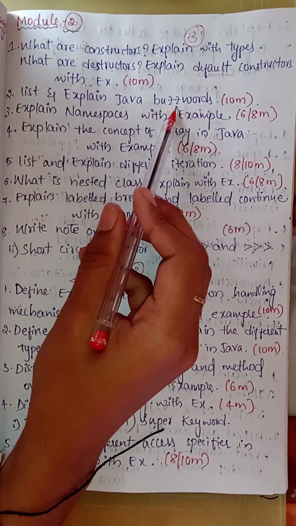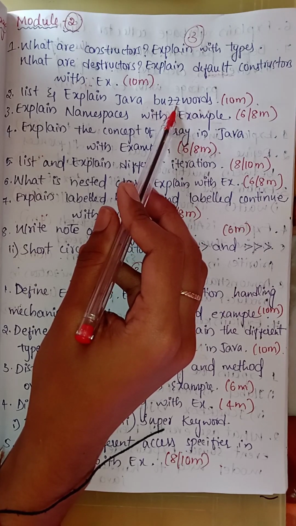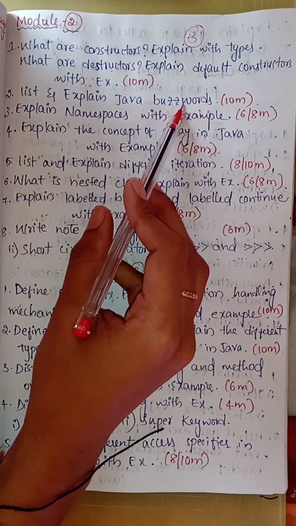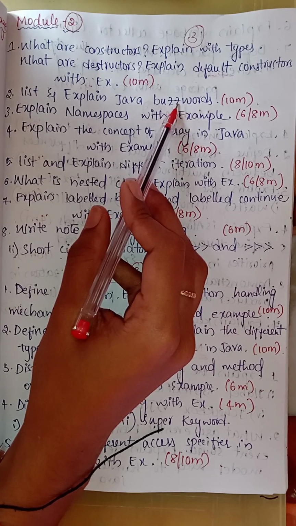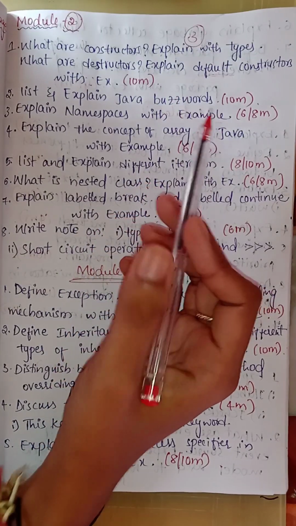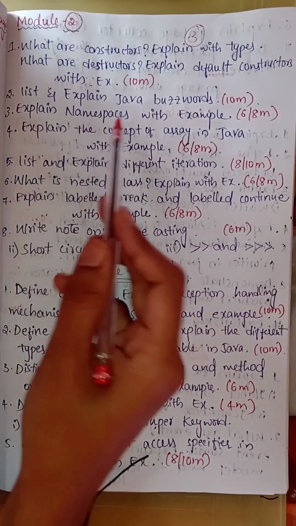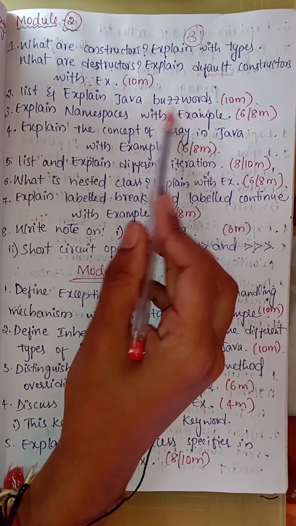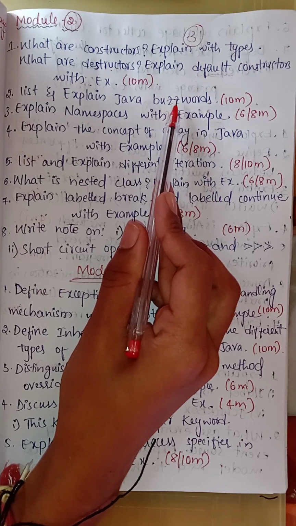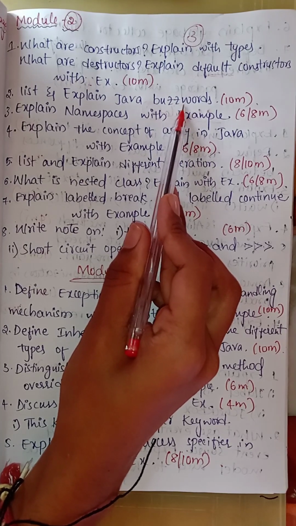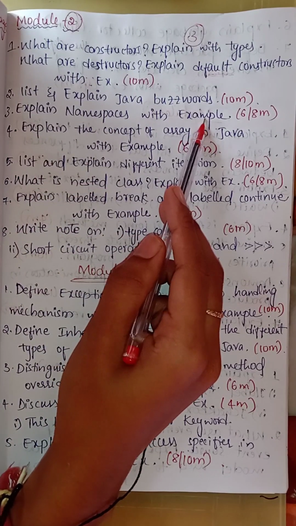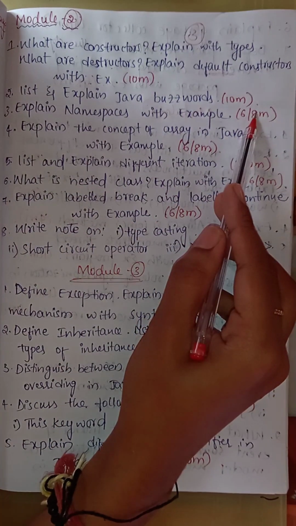List and explain the Java buzzwords. Java buzzwords means the features of Java. We have to write the features of Java: robust, simple, flexible, easy to learn, security. These are the Java buzzwords. Explain namespaces with example. Java buzzwords is actually an important question. It's a repeated question. They have asked it in every question paper. This is very important. Then explain namespaces with example. This is also an important question, 6 to 8 marks.